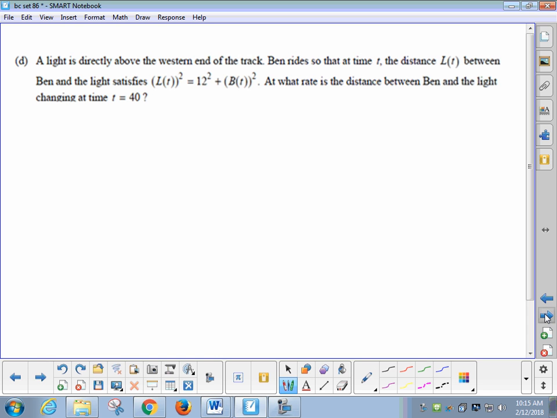So, I don't know if you realize this, but basically it's a Pythagorean theorem kind of calculation. There's a light here, and here's Bob on his unicycle.